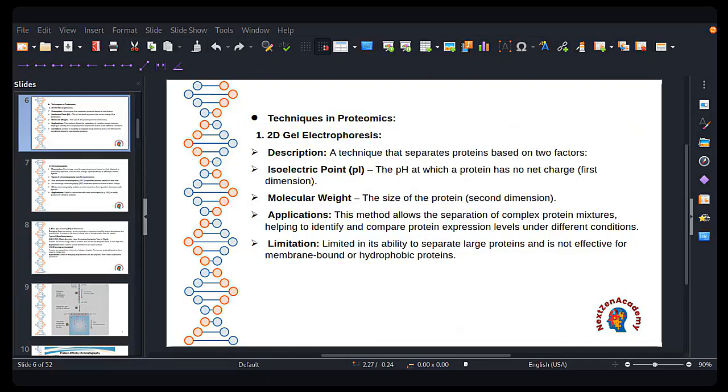So, 2D gel electrophoresis. If we talk about gel electrophoresis, it means you need a gel to separate molecules. Basically, two gels are used. One is agarose gel and the other one is polyacrylamide gel, right? You guys heard these names earlier, right? Agarose gel electrophoresis. Where did you hear this term?